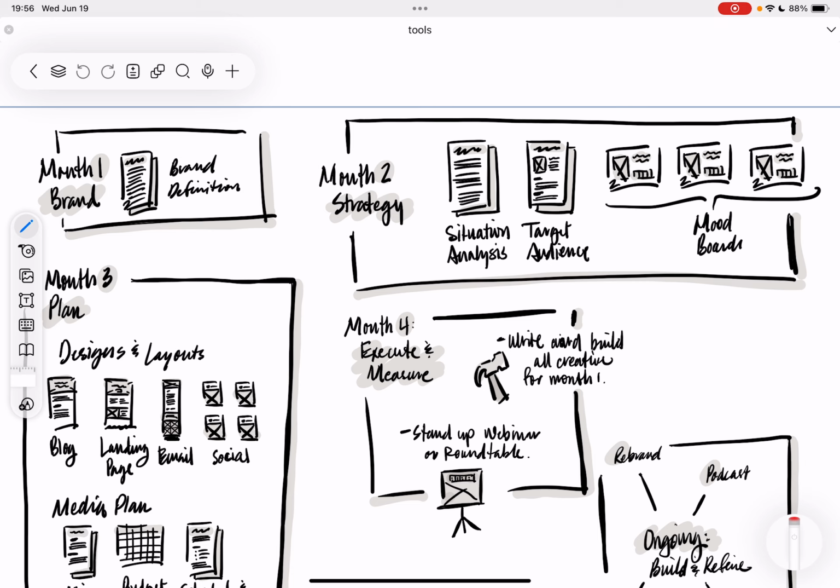All right, so much for mood boards. I think I over-explained those. Hope this is helpful.